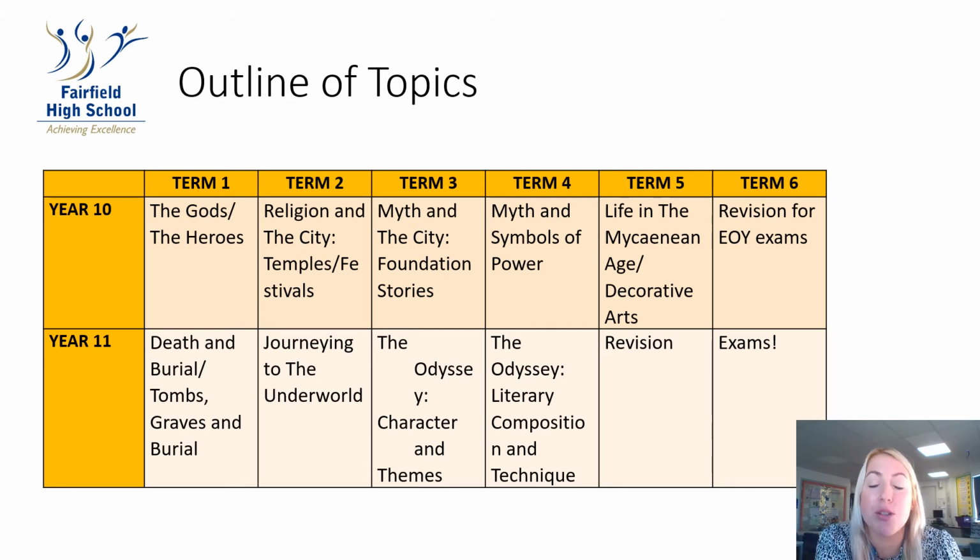And then in term 2, even more exciting, journeying into the underworld, learning the stories of Persephone and Hades and Eurydice and Orpheus. So more mythology. If you're really into that kind of storytelling, that's the unit for you. And then in term 3 and 4, we will do a thematic study of the Odyssey. We'll look at character and themes, and then we'll look at literary composition as we come through to term 4. Term 5 and 6, of course, are blocked out for revision and exams.